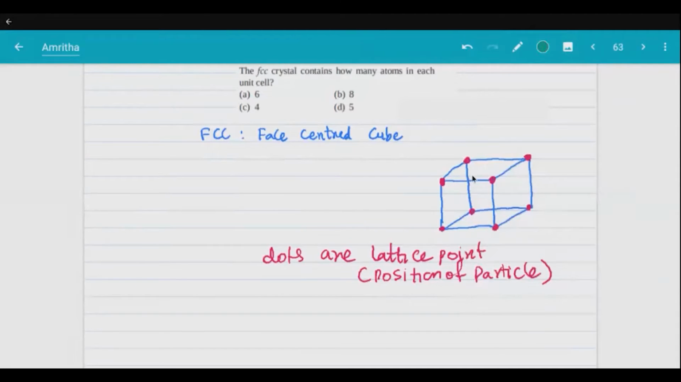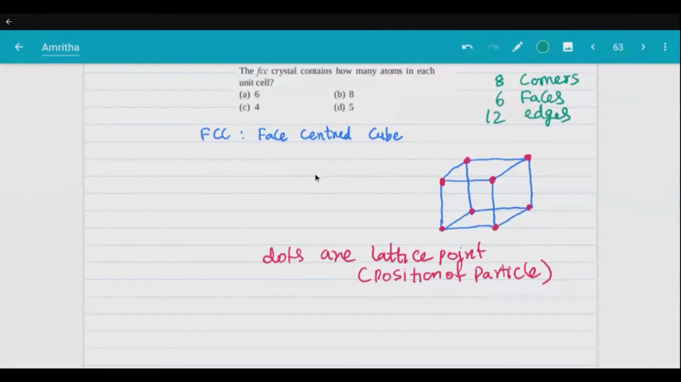Face center means what? Now there are how many corners for this cube? 8 corners. Now tell me quickly, if there are 8 corners, how many faces are there for a cube? Everyone should respond now. How many faces for a cube? For a cube, 6 faces, exactly 6 faces. How many edges are there? Edges means these lines. How many lines are you able to see? 12 edges.